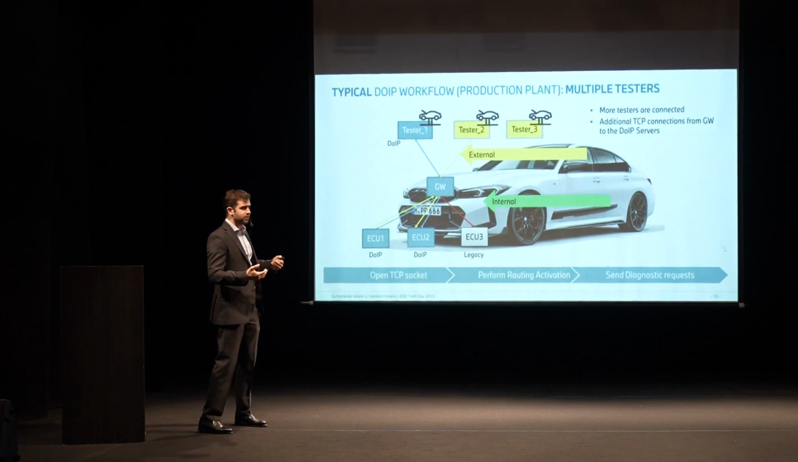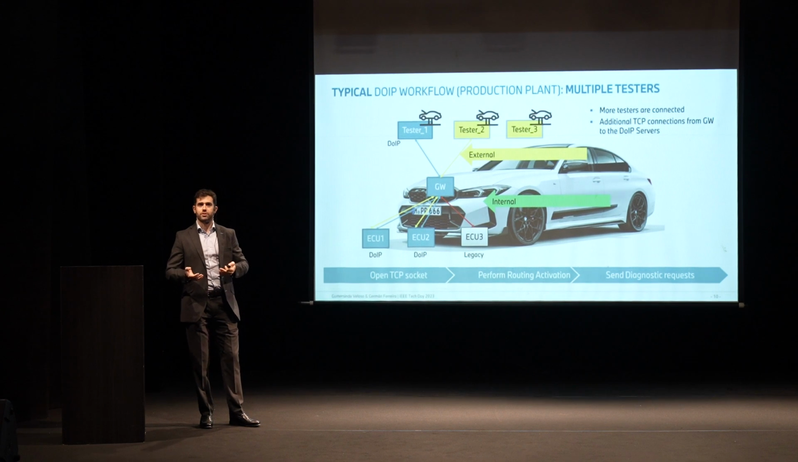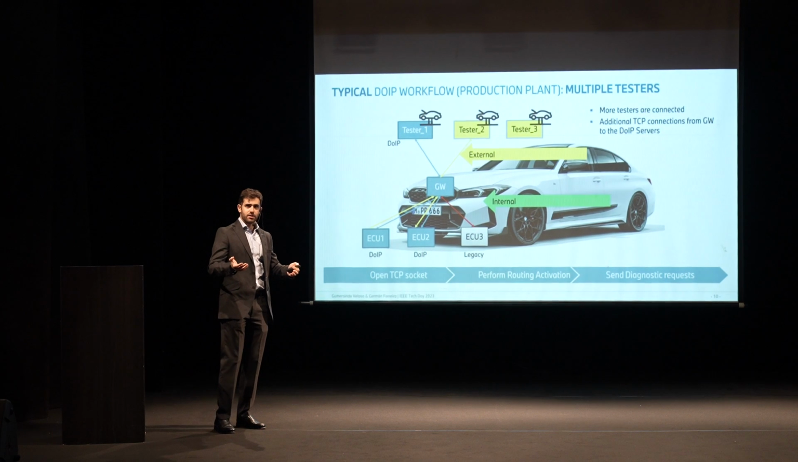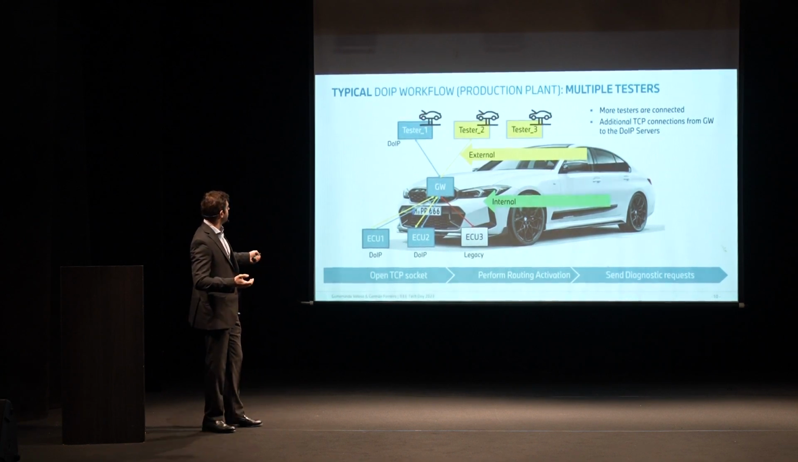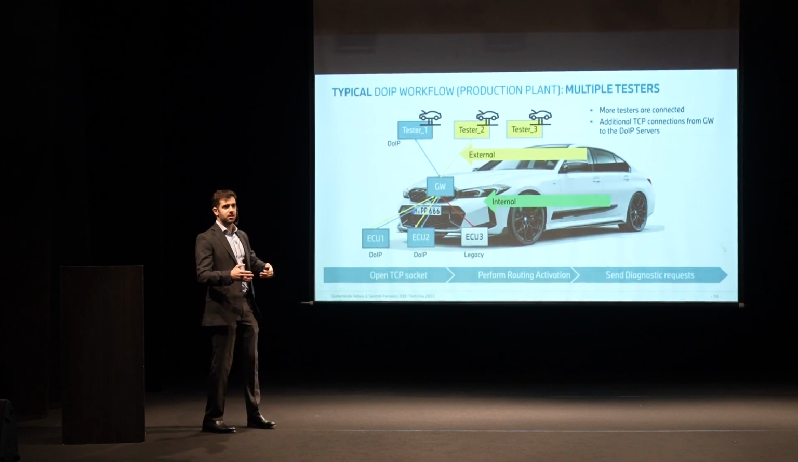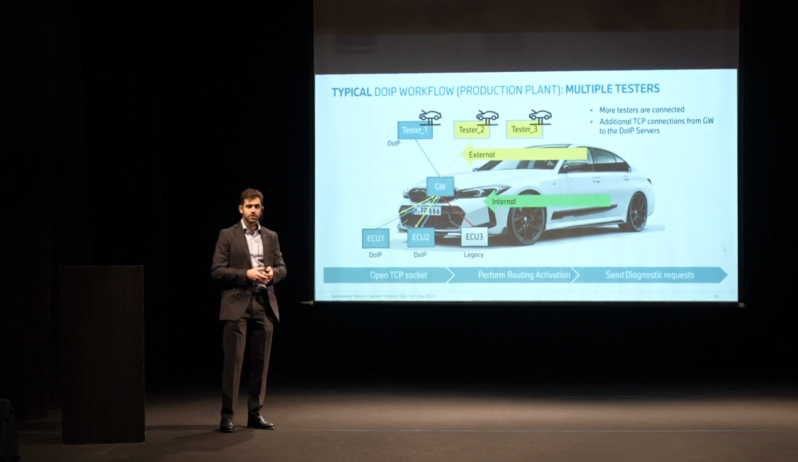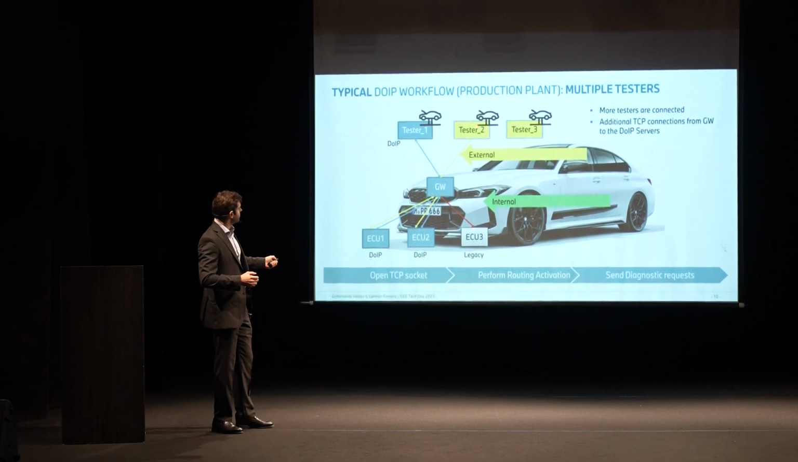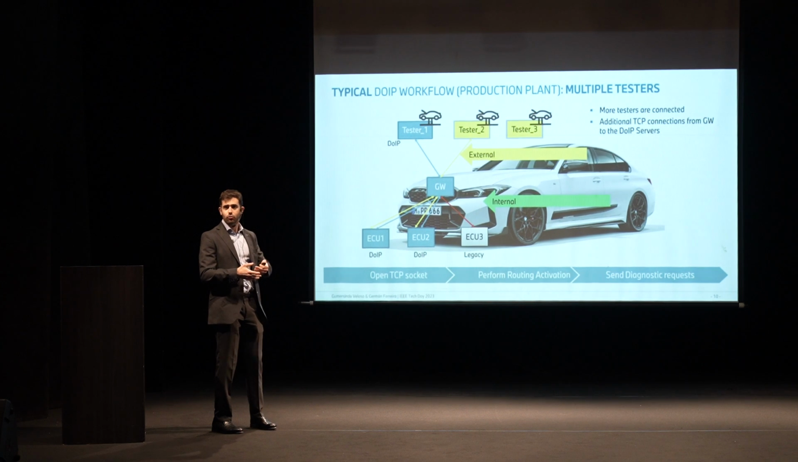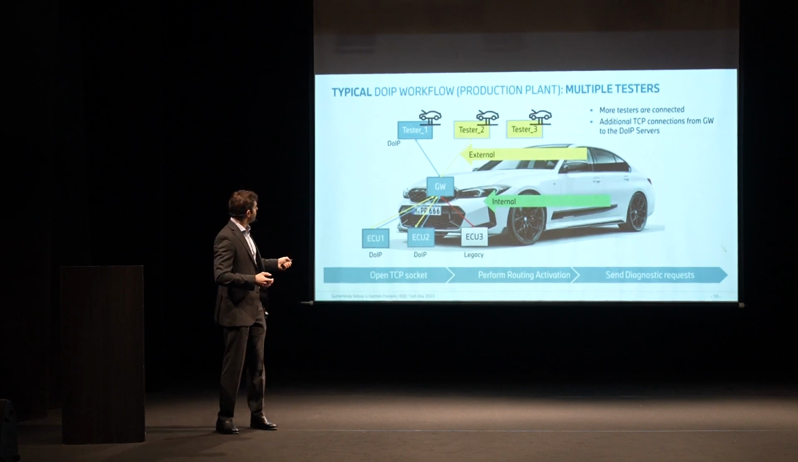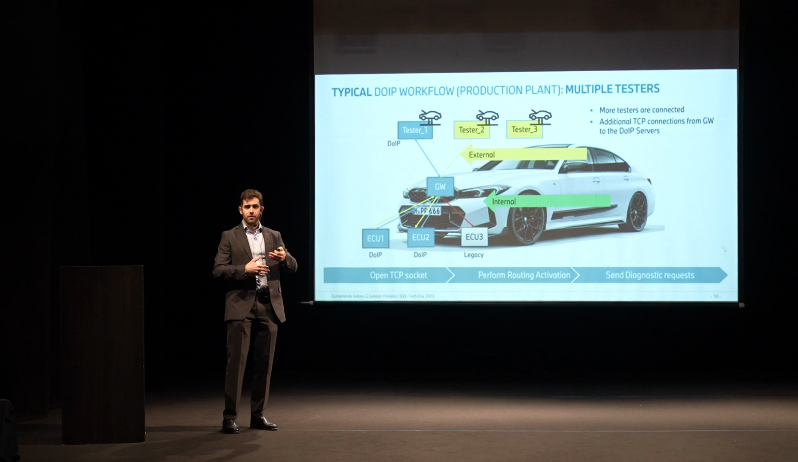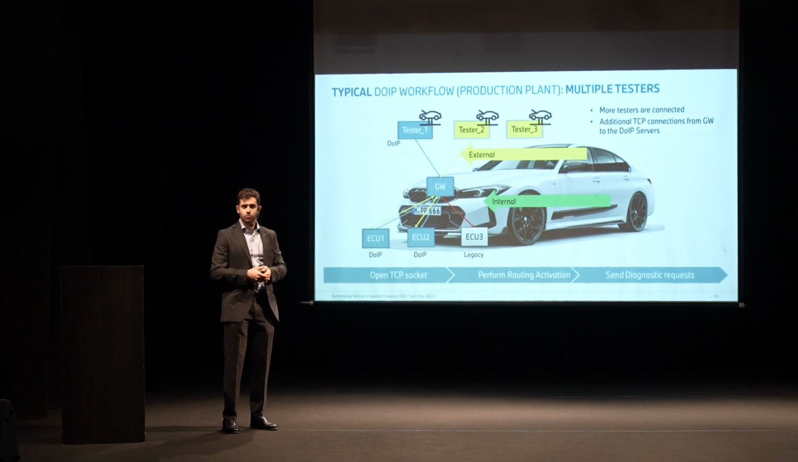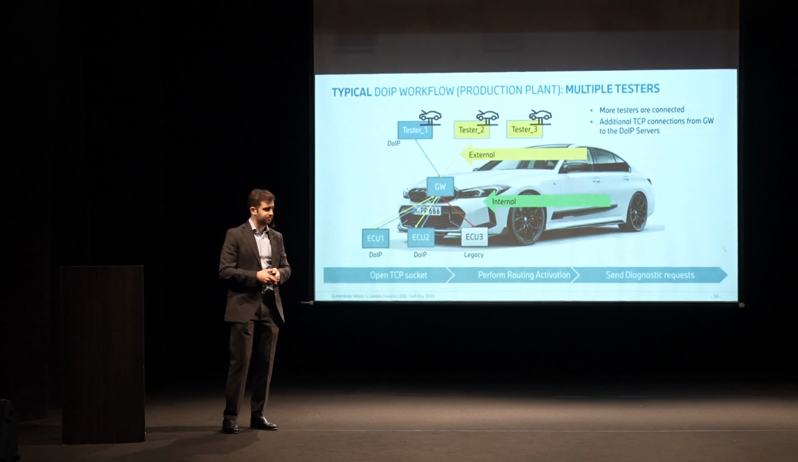Now, in the production plant, we have multiple testers. And this is actually a scenario that we are doing at BMW. As an example for this presentation, we can imagine that tester number 1 is just the supervisor of the whole process. Tester number 2 is a tester who is in charge of flashing a particular ECU. And tester number 3 is just configuring some ECUs or configuring some sensors or actuators.